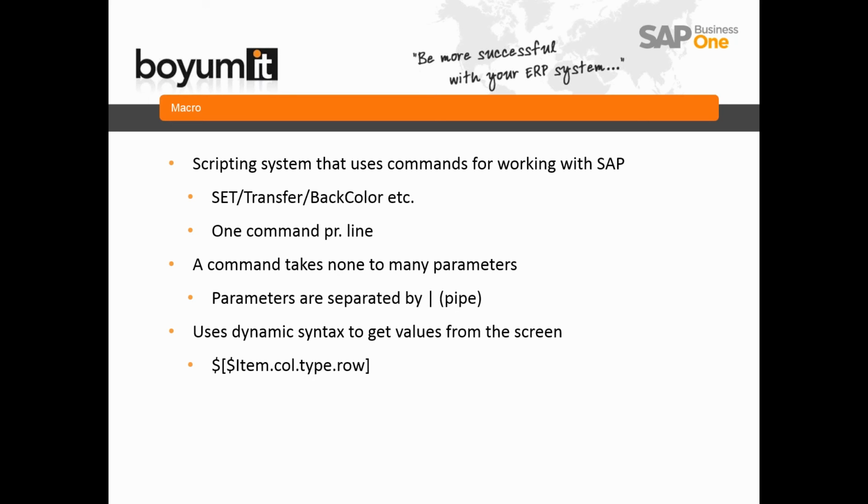Today I'm going to be using the dynamic syntax quite a lot, so I hope you know it. Otherwise, it's basically about getting values from the screen and using them. The example is here, where you specify the dynamic syntax as item, column, type, and row, and this way you can pull out values from fields on the screen.